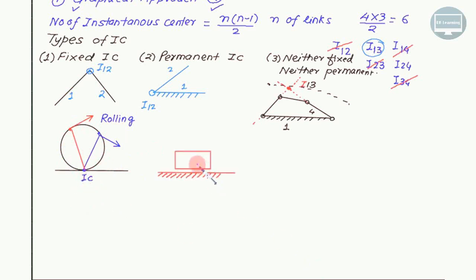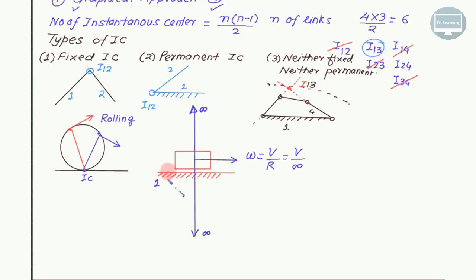Okay, we have a slider here, and let's assume the slider is moving this way. Can we model this straight line as a segment of a circle having infinite radius? We can model this one. So where will the IC lie? The IC will lie somewhere at infinity. So what is the angular velocity of this one? 0. Angular velocity equals V by R, and R is infinity. So what is 1 by infinity? It will be 0, and the IC will lie at infinity.